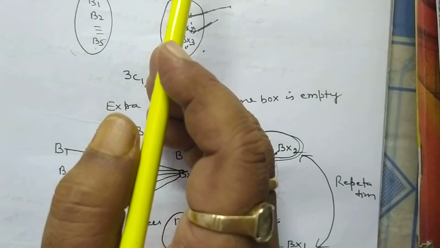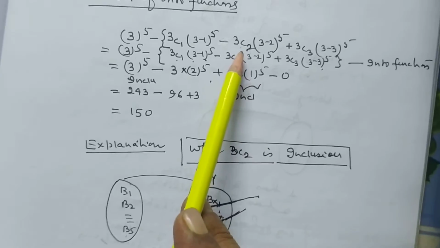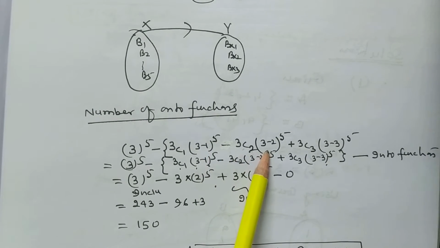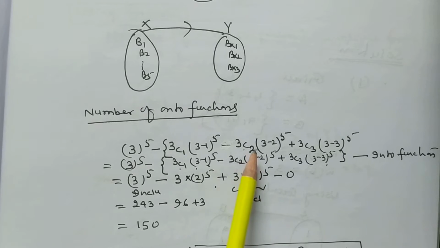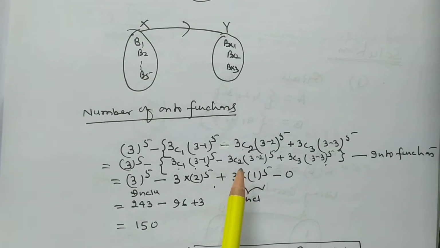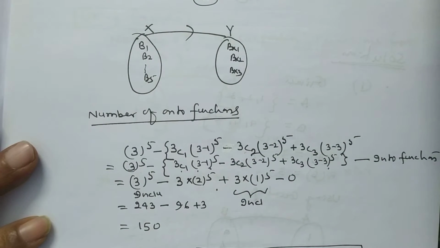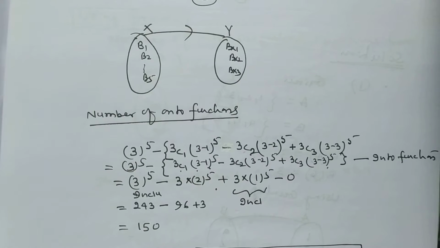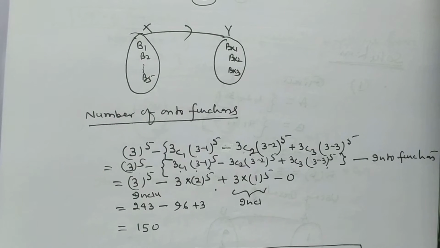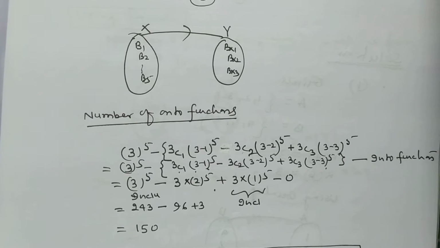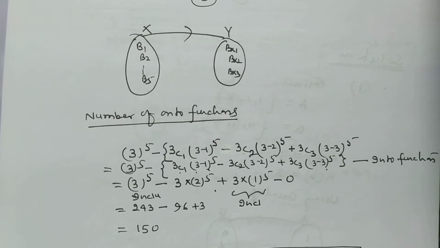So now I want to make explanation how it will be 3c1 3 minus 1 to the power of 5 minus 3c2 3 minus 2 to the power 5. ये माइनस क्यों हुआ, ये इंक्लूड क्यों हुआ, यहाँ माइनस क्यों हुआ, कैसे इंक्लूजन हुआ? Now see this figure. If you take one box, then 3c1, तीन में से एक और दो खाली रहा. It will be 3 minus 1 to the power 5.